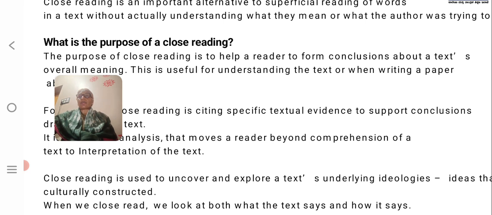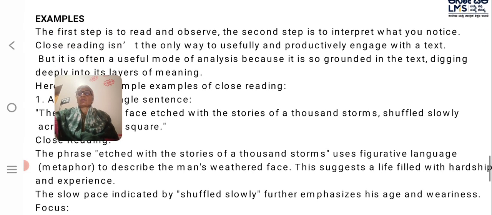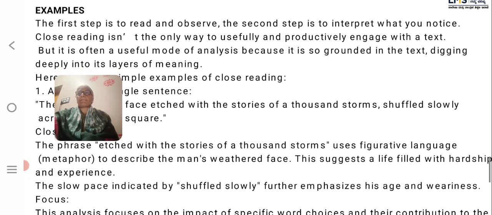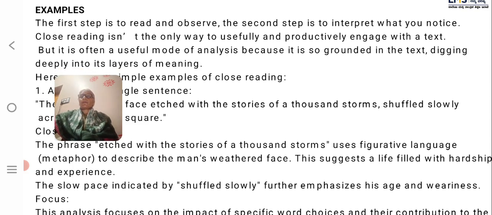Close reading is used to uncover and explore the text's underlying ideologies, ideas that are socially, culturally constructed. When we close read, we look at both what the text says and how it says it. Okay, here are some examples. The first step is to read and observe. The second step is to interpret what you notice.